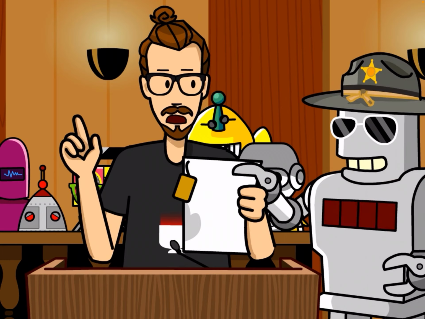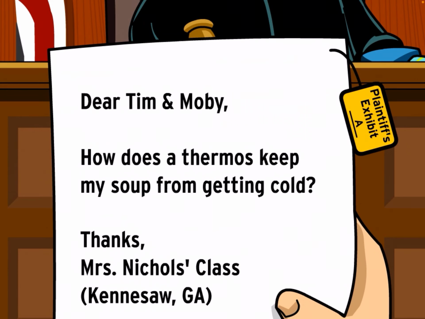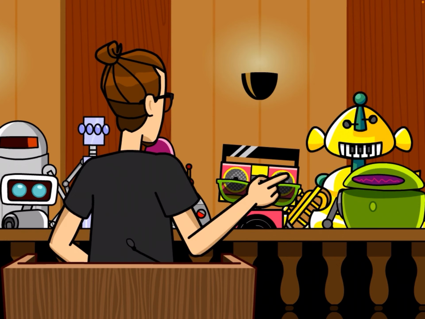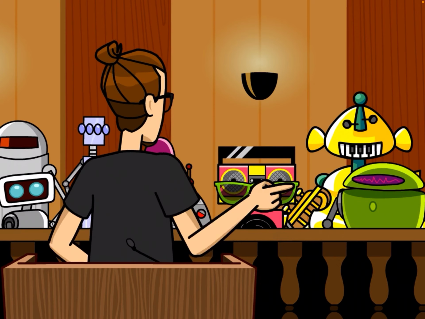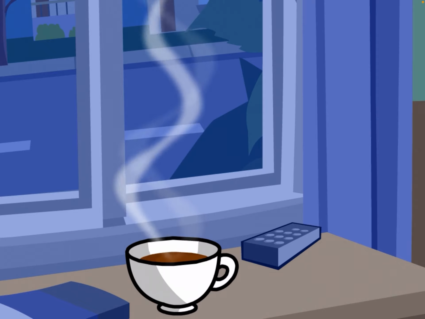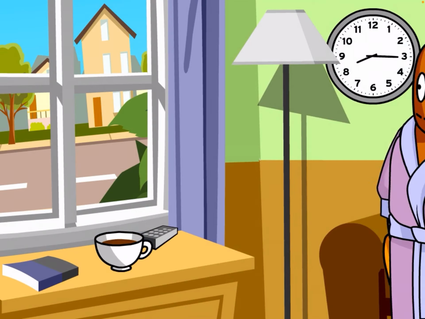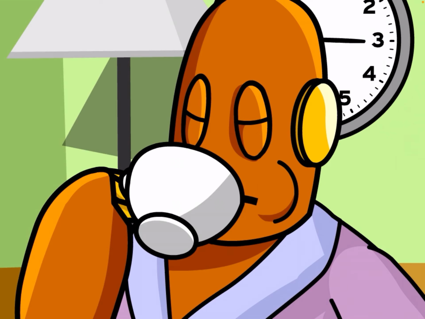Your Honor, I'd like to admit this letter into evidence, just as soon as I read it. Dear Tim and Moby, how does a thermos keep my soup from getting cold? Thanks, Mrs. Nichols' class. Now, Your Honor, Mrs. Nichols' class brings up an interesting point. Because, as we've all noticed, hot things don't stay hot. Once soup or cocoa or single origin fair trade coffee comes off the stove, it starts to get colder. And it'll keep cooling off until it's the same temperature as the room.